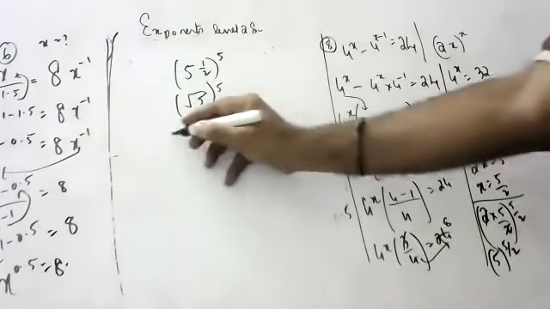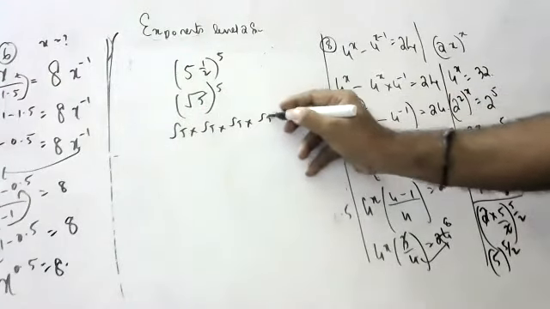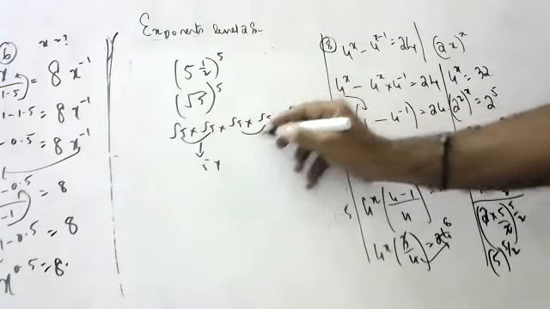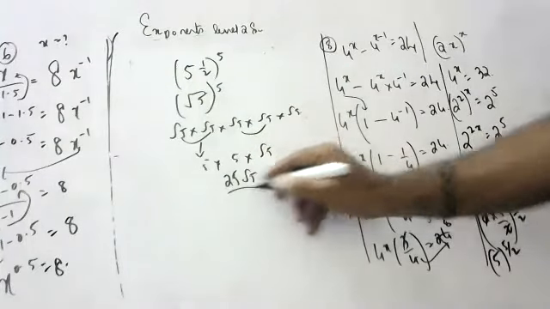Okay, so root 5 whole to the power of 5 means root 5 into root 5 into root 5 into root 5 into root 5. Root 5 into root 5 is 5. Root 5 into root 5 is 5. So 25 root 5. 25 root 5 is the answer.